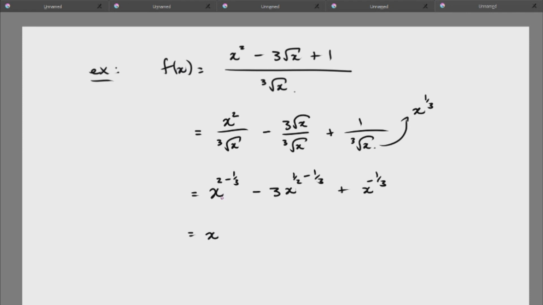X to the power of what in the first term? Oh, fractions. You realize your calculator has fraction options as well. That little ABC button? 5/3. And then minus 3x to the 1/6. However you do it, make sure you can do it. And x to the negative 1/3.